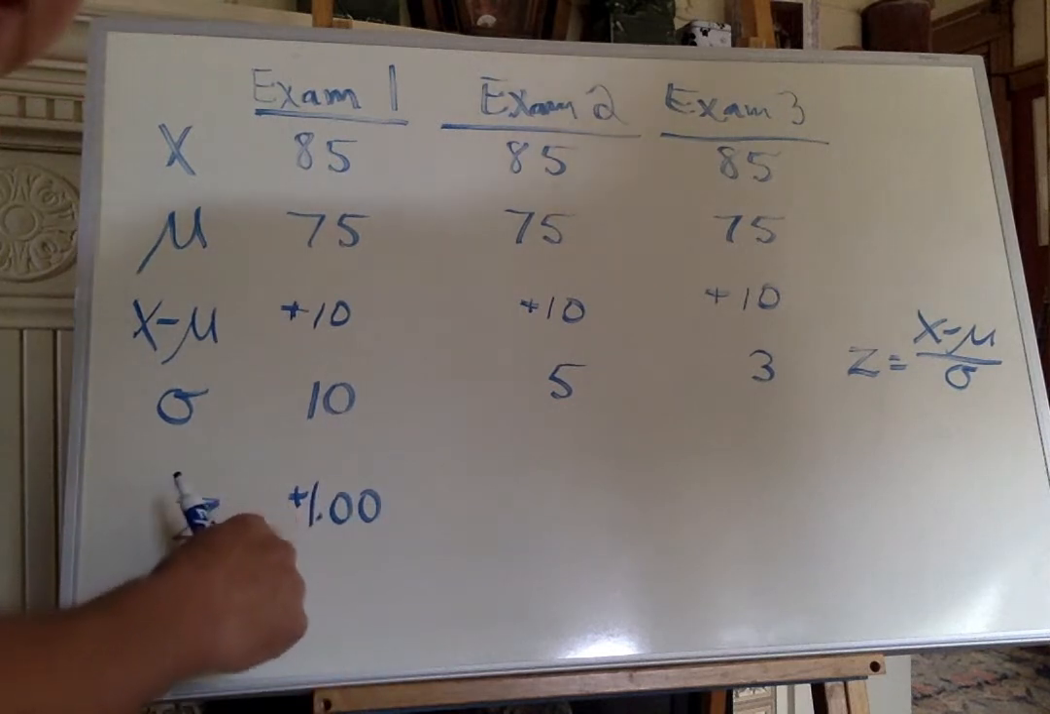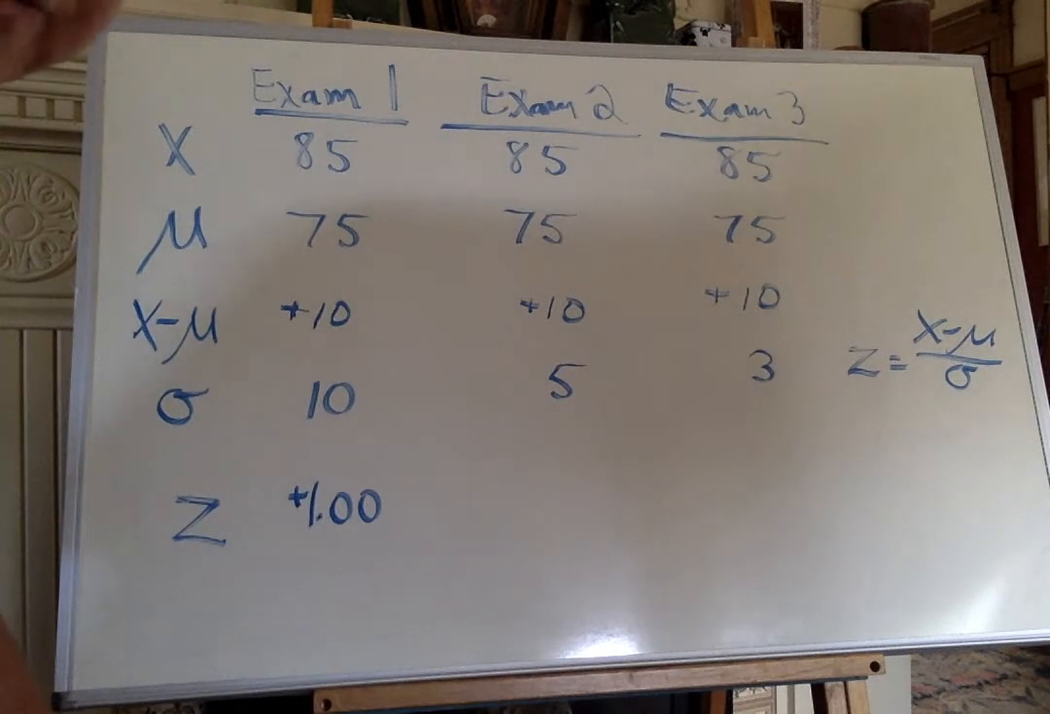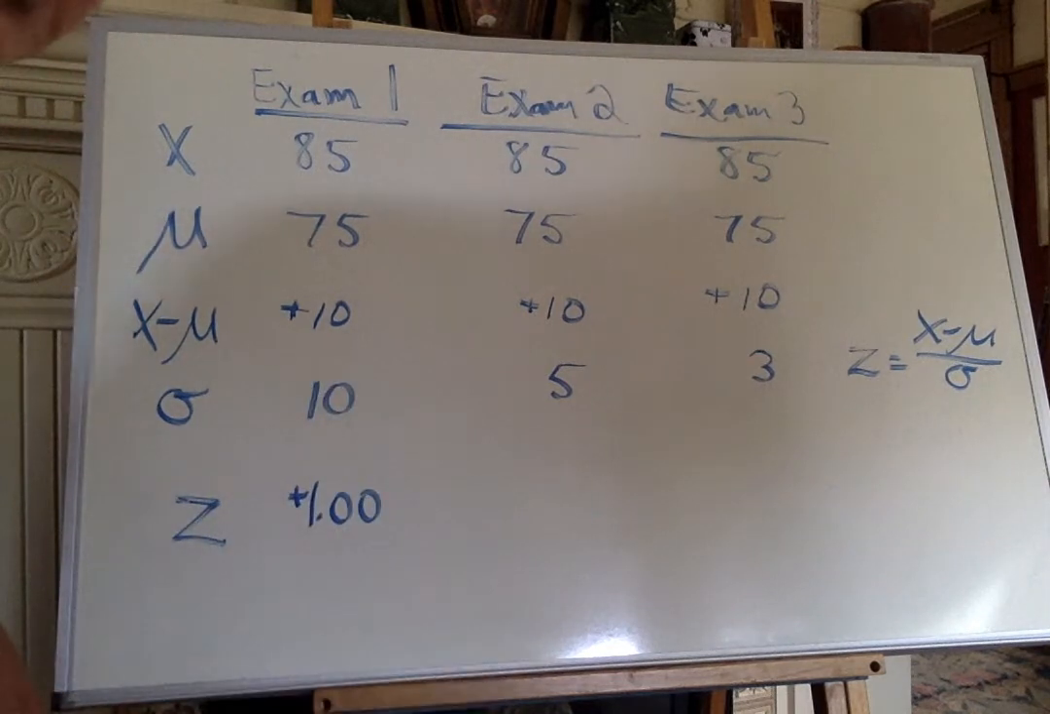Positive or negative will tell you whether you're above or below the mean, right? If you have a positive z-score, you're above the mean. If you have a negative z-score, you're below the mean, okay? And then the value tells you how many standard deviations. So for exam 2, what would be my z-score?